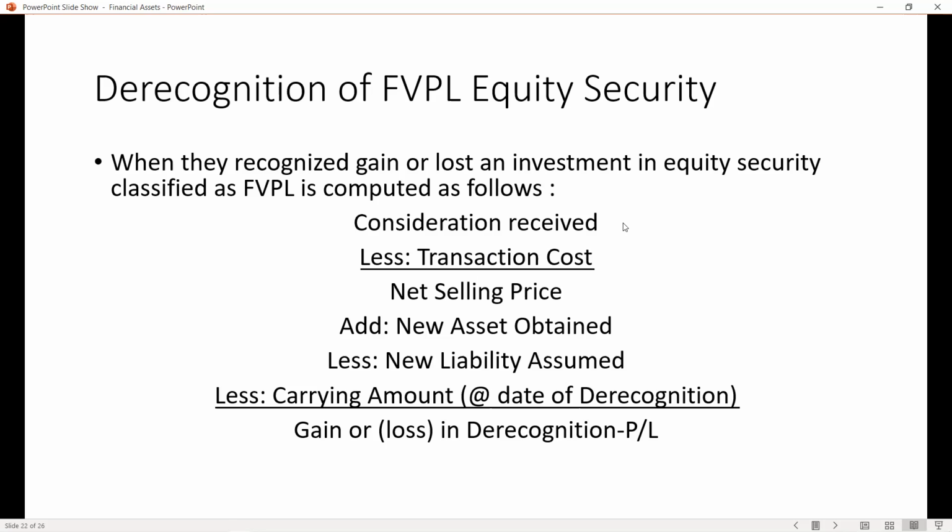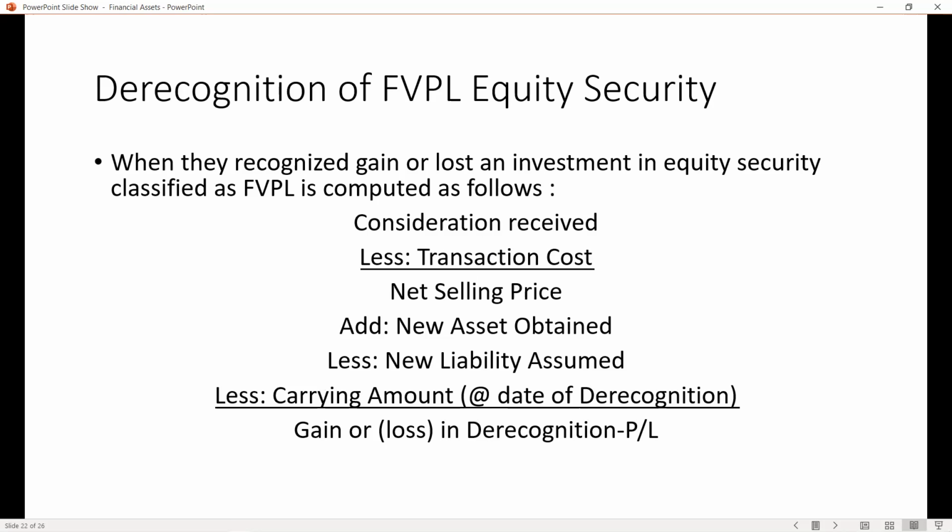Kasi pag binebenta natin yun, may transaction cost naman talaga. Anong ibig sabihin ng transaction cost? Let's say, broker's fee. Yung may broker pa na babayaran. So yun, i-deduct mo dun sa consideration received mo kasi in-net off yun. Direct net off yun. Tsaka yun yung magiging selling price.